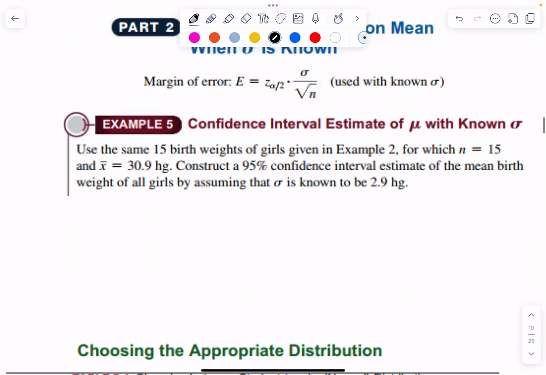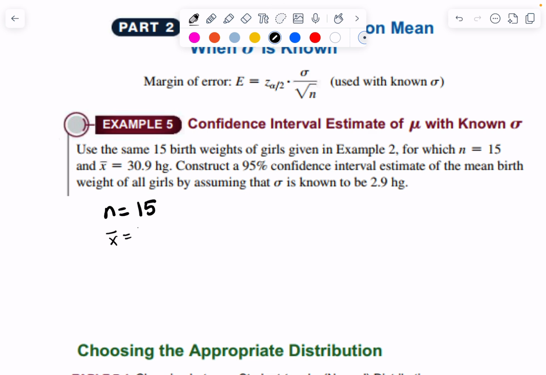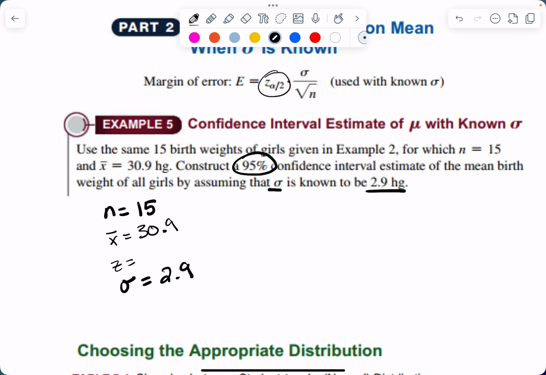Here we go. Use the same 15 birth weights of girls given in example 2, where the number of girl weights that I had was 15. The average of those girls' weights is 30.9 Hg, like hectograms. A 95% confidence interval is what I want, which means the Z that I'm going to use, because I want to use Z in this case. I know that my population standard deviation is 2.9, not just the standard deviation for my sample.